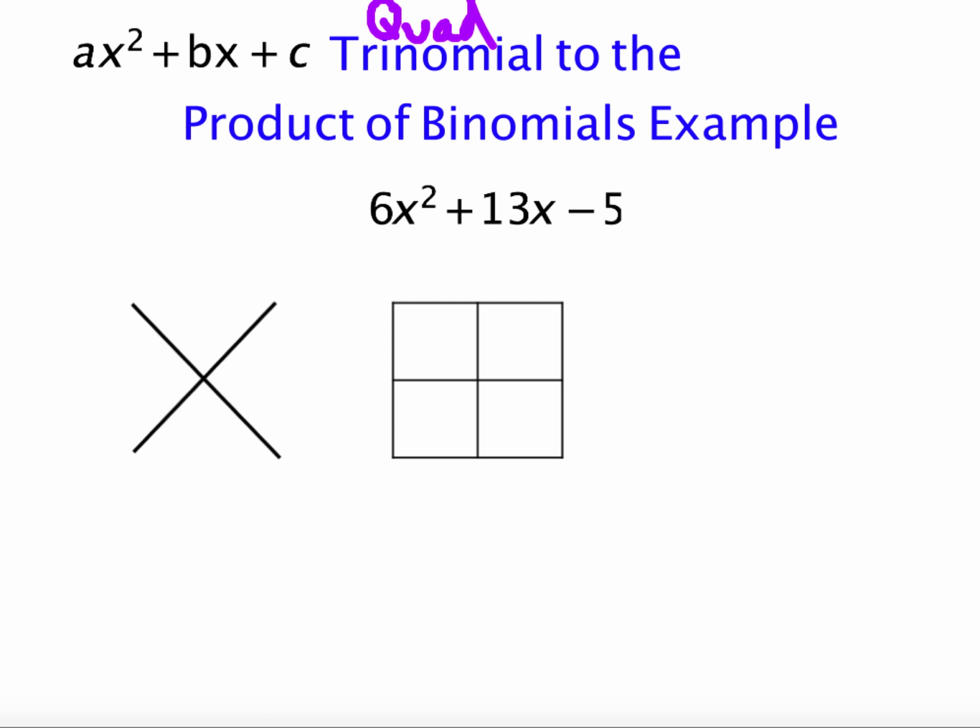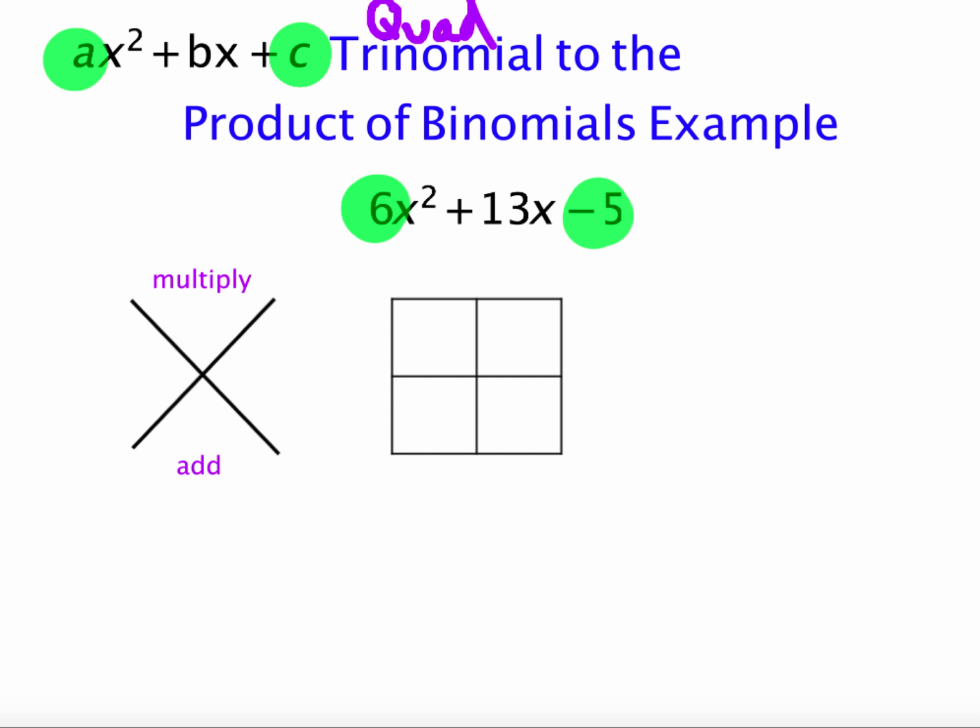So when we use our diamond and our box, we're looking for two numbers that multiply to a times c, 6 times negative 5, which is negative 30. Just a second. Two numbers that multiply to 6 times negative 5, which is negative 30, and then add to b, which is just 13.